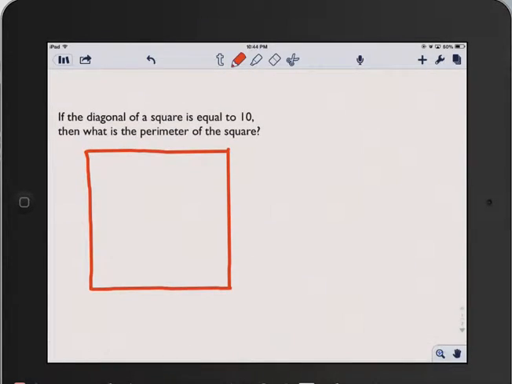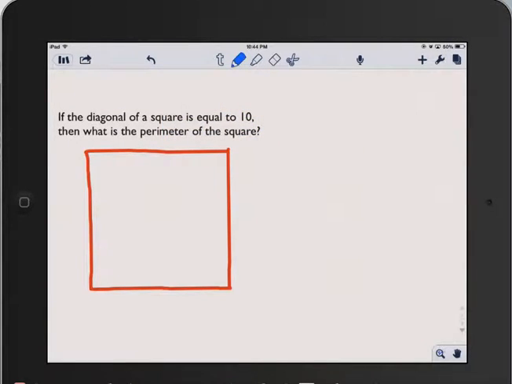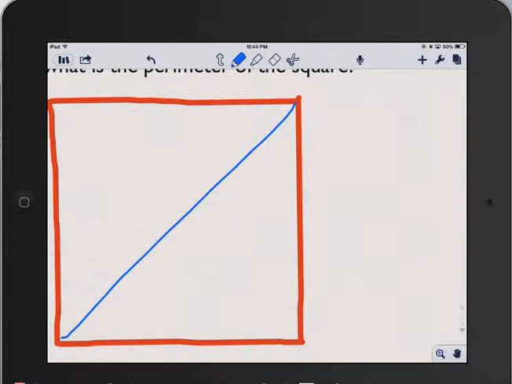Next problem. If the diagonal of a square is equal to 10, well, we don't have the diagonal being drawn, so we'll draw either of the two diagonals. Doesn't matter which one we draw because they're both equal to each other. If that is equal to 10, then what is the perimeter of the square? So let's put a 10 there.